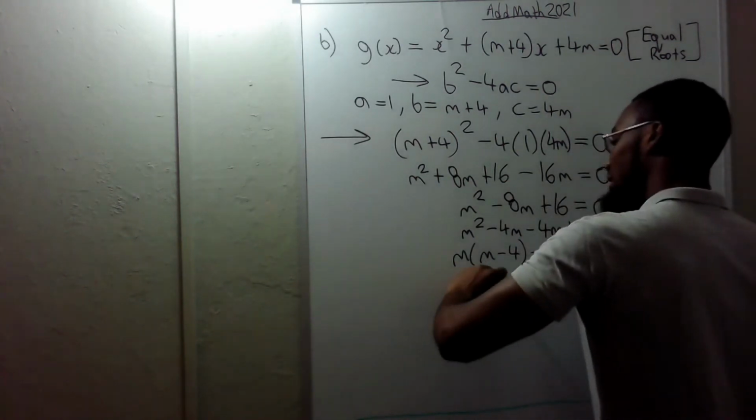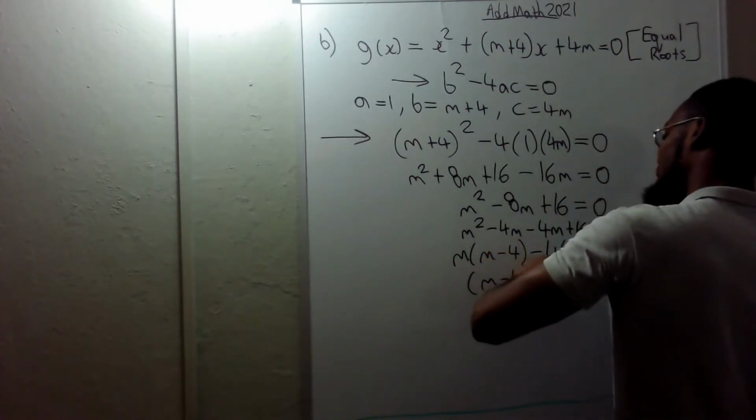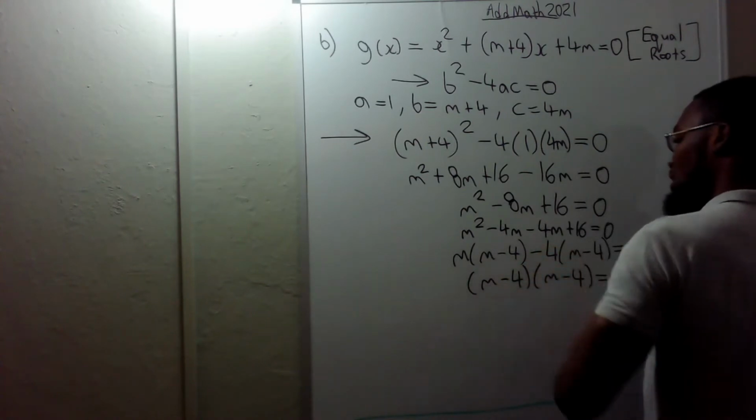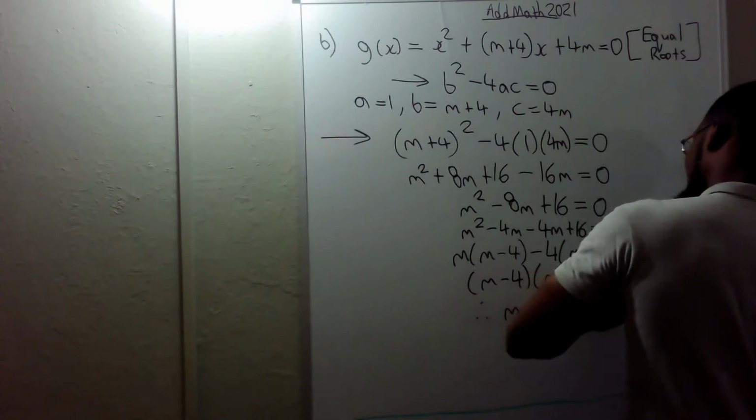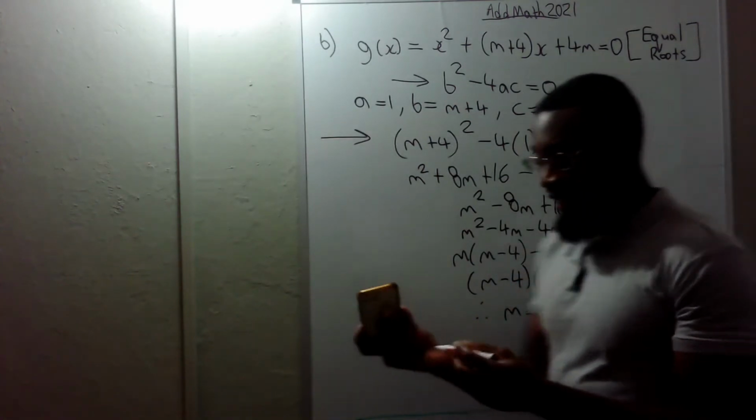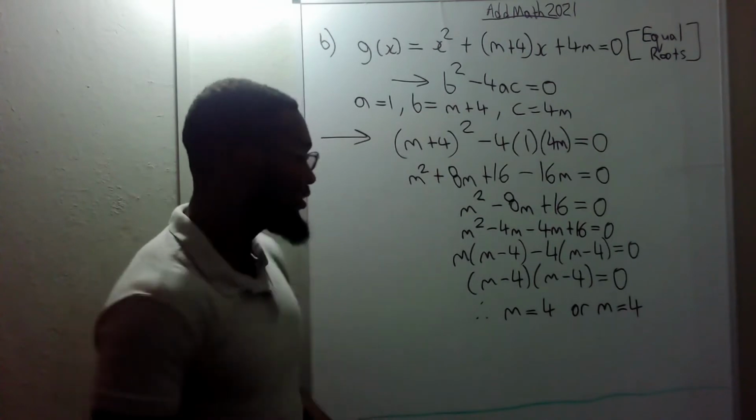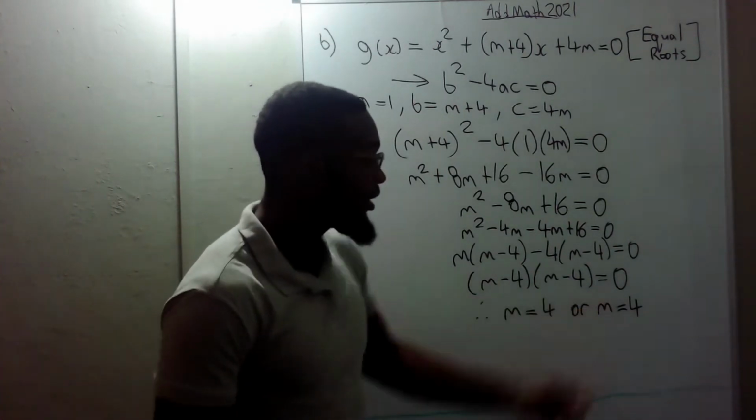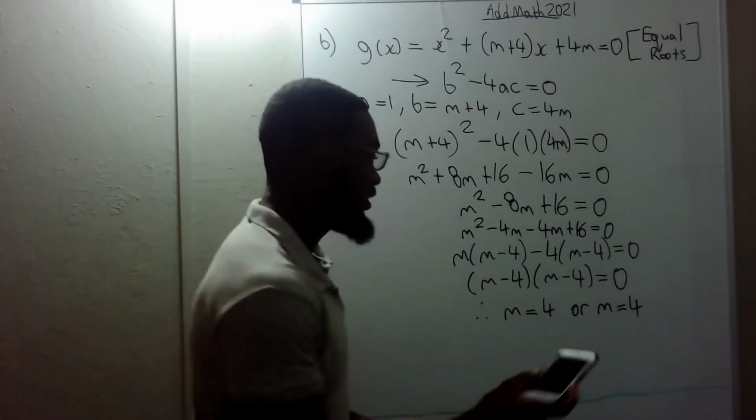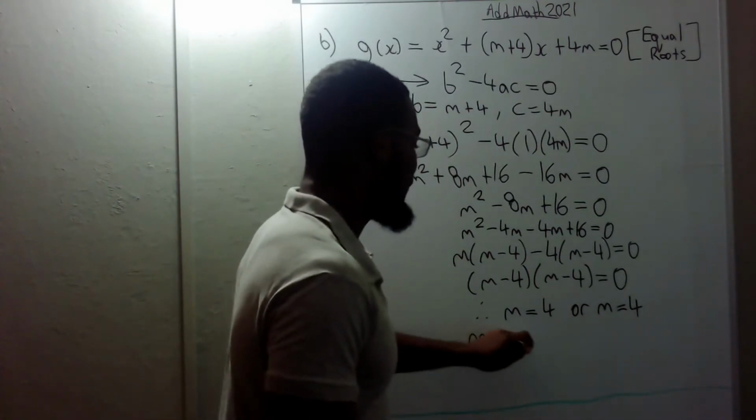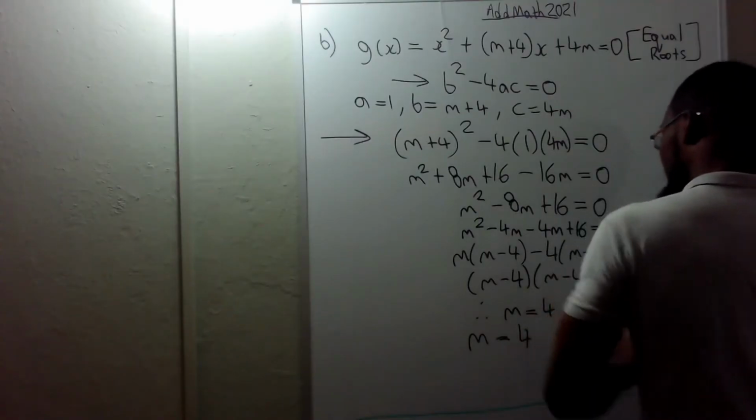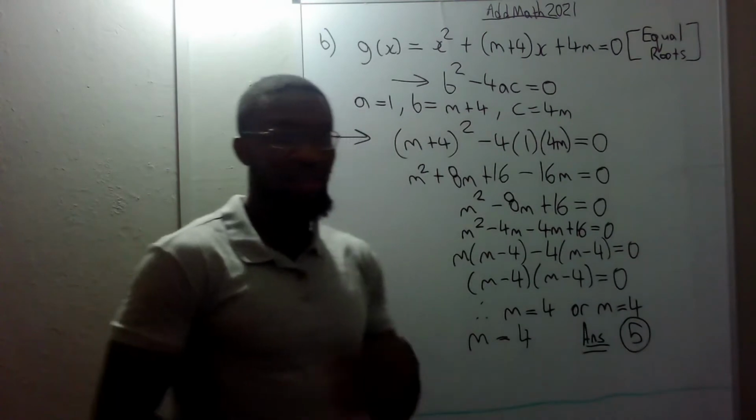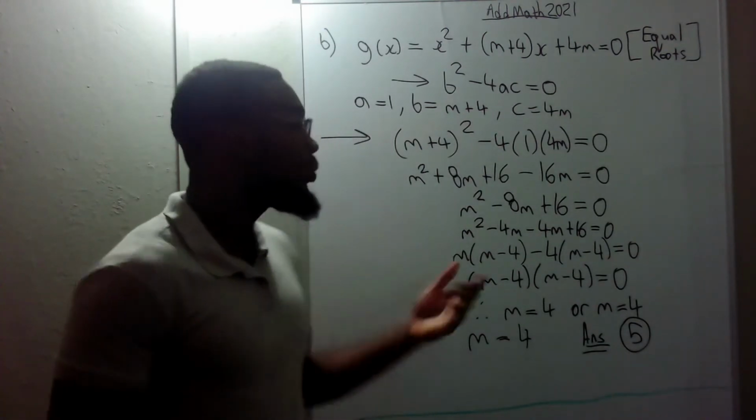So what we end up getting is m minus 4 times m minus 4 equals 0. And therefore, m equals 4 or m equals 4. So guys, the two answers we get are m equals 4 or m equals 4. So the only real answer is m equals 4. That's 5 marks.